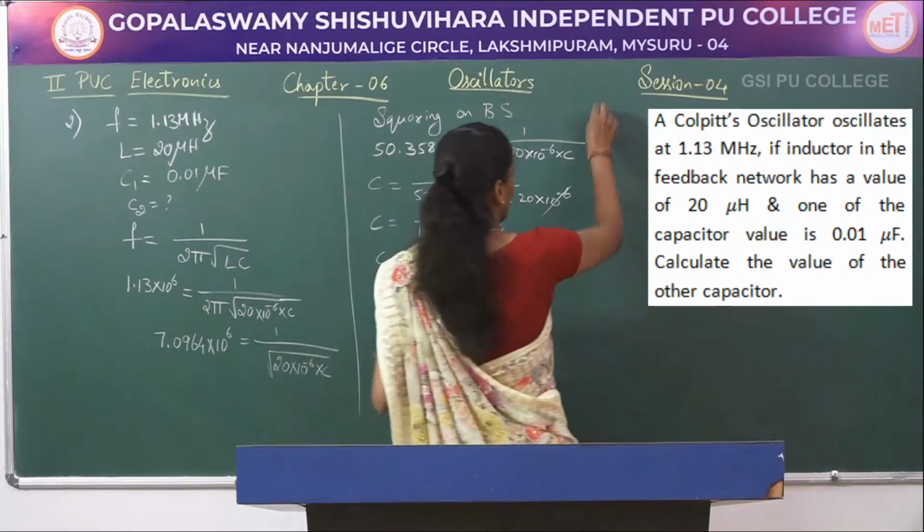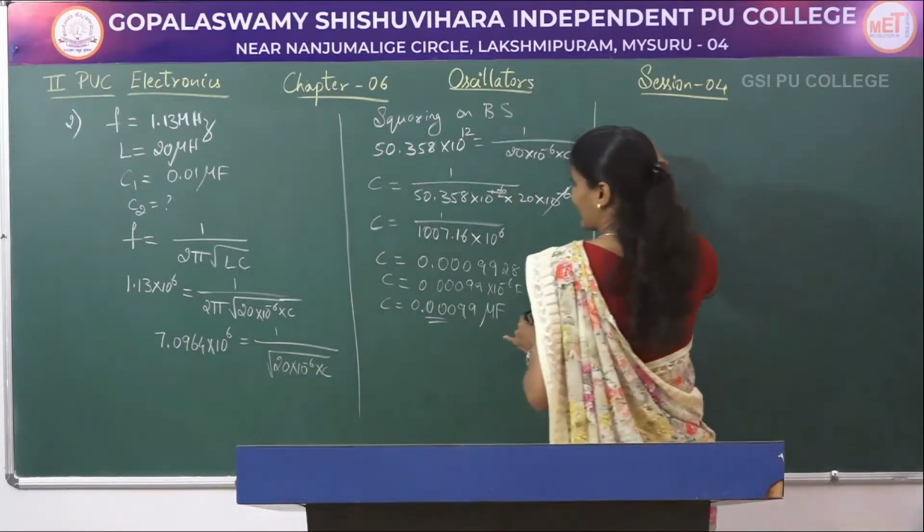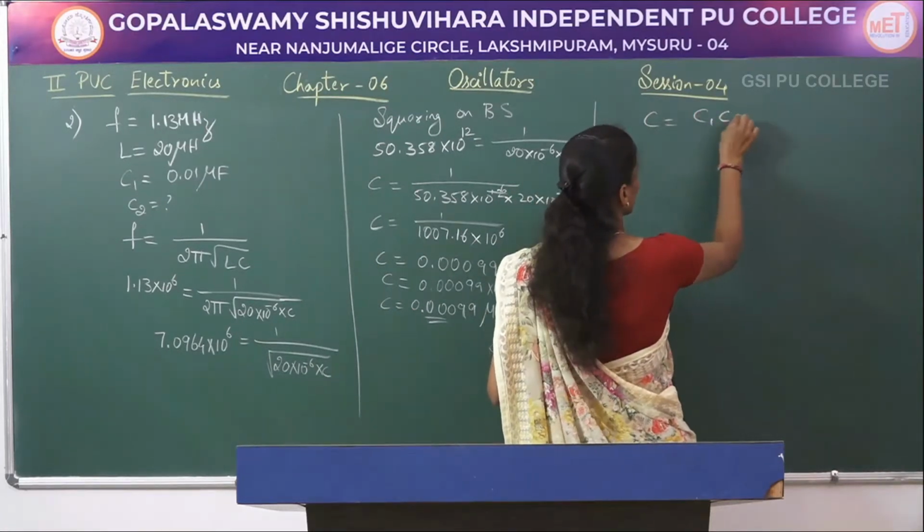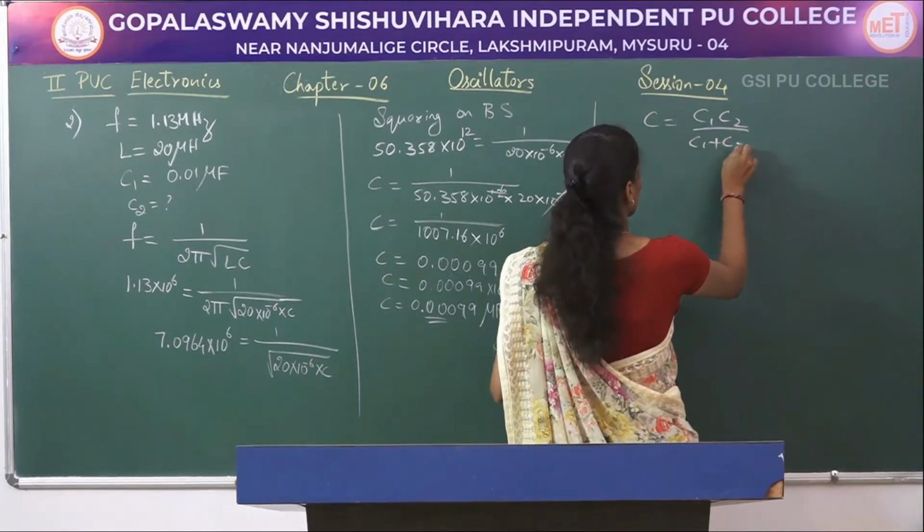Now let us substitute this C and C1 value in this formula. C is equal to C1 C2 divided by C1 plus C2.